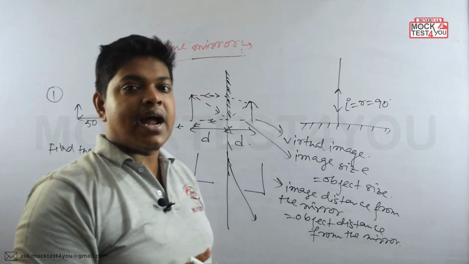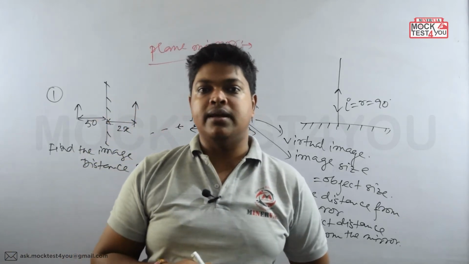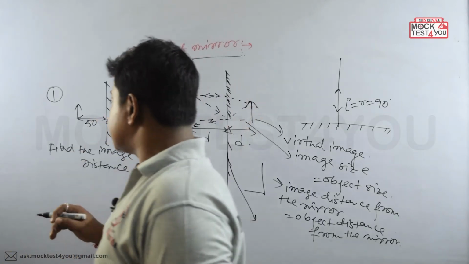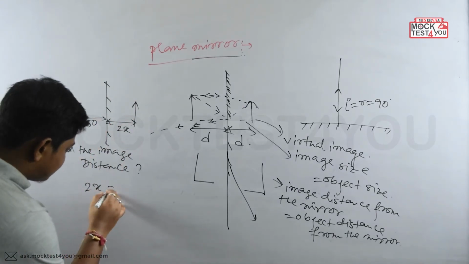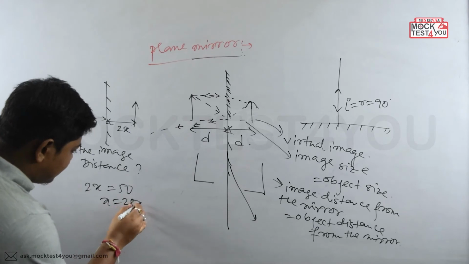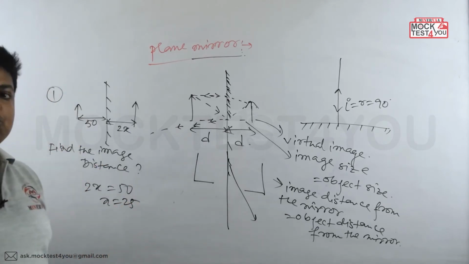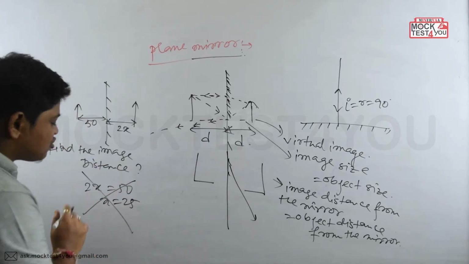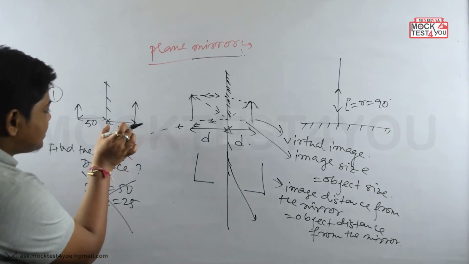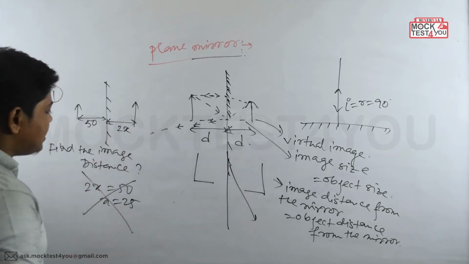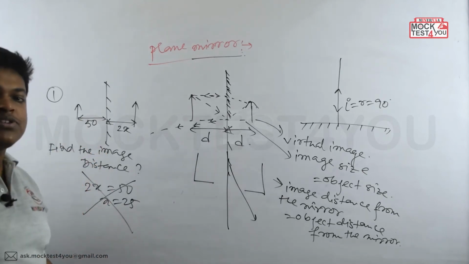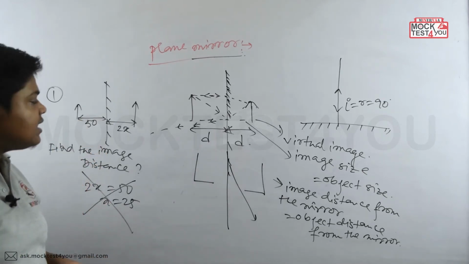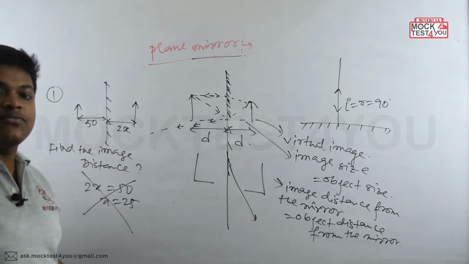What wrong thing does every student do in this case? They think 2x is equal to 50, so 2x equals 50, so x equals 25, so the image distance should be 25. This is wrong. They have just given you 2x and 50. So you directly write that the image distance is equal to the object distance. You don't have to find anything else. So the image distance is 50 only.